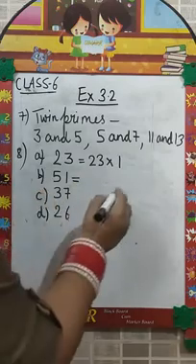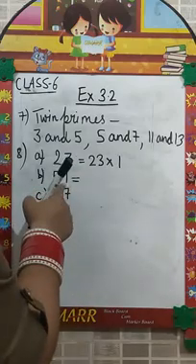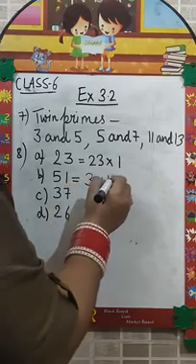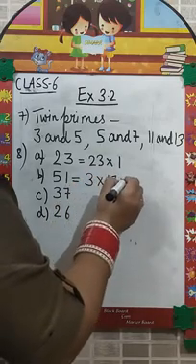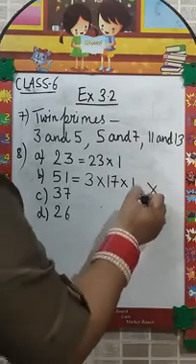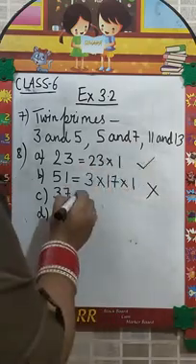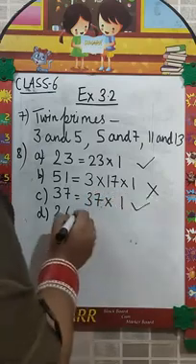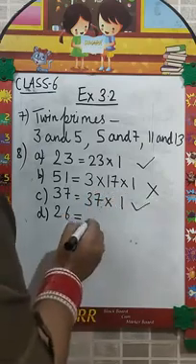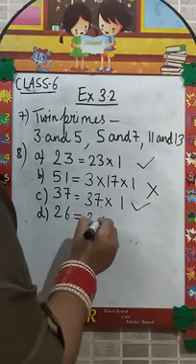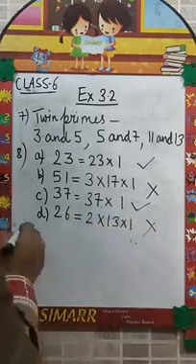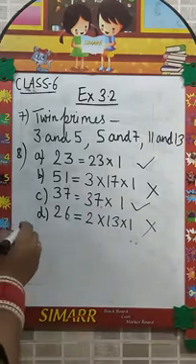When we divide 51 by 3, its factors will be 3 into 17. It means it is not a prime number. 23 is a prime number. 37 into 1 we can write it as, it is a prime number. 26, it is divisible by 2. 2 into 13 into 1. It means it is not a prime number. Similarly, we can check other values also.